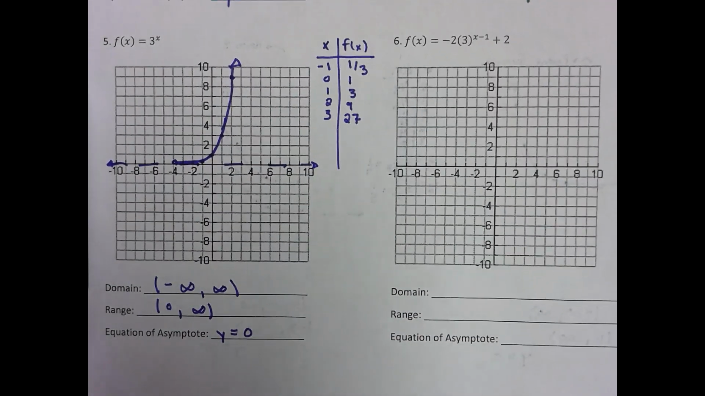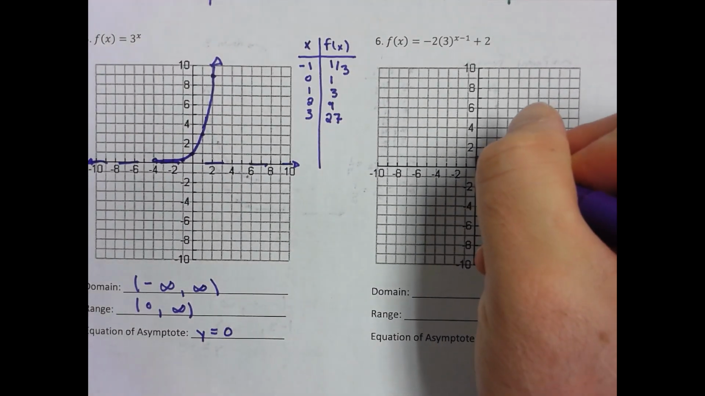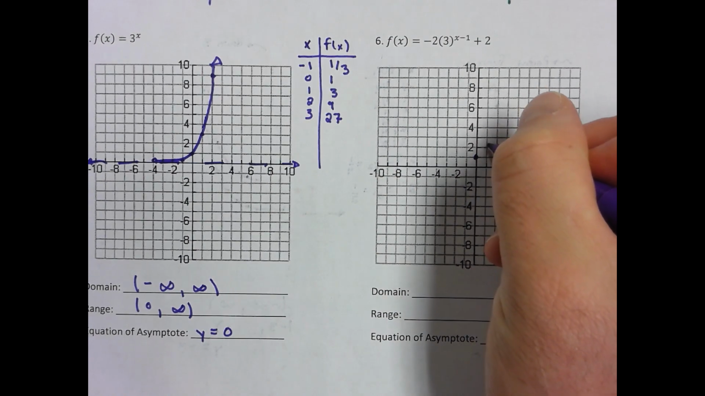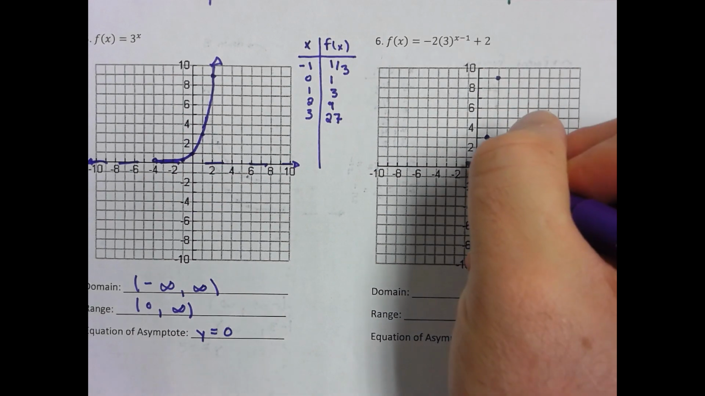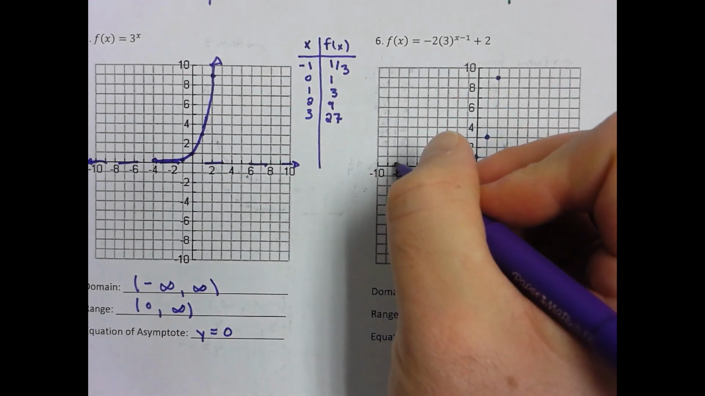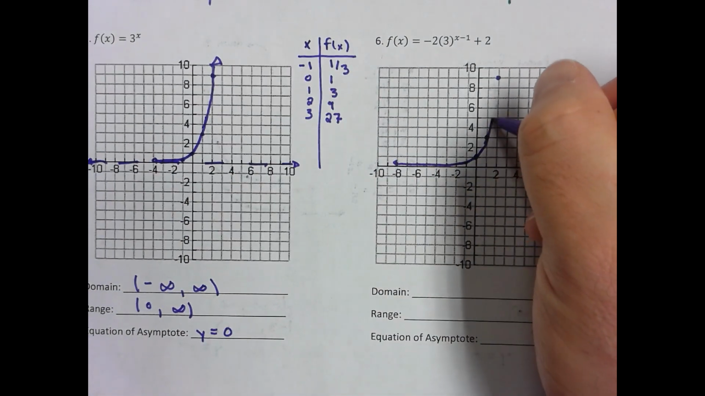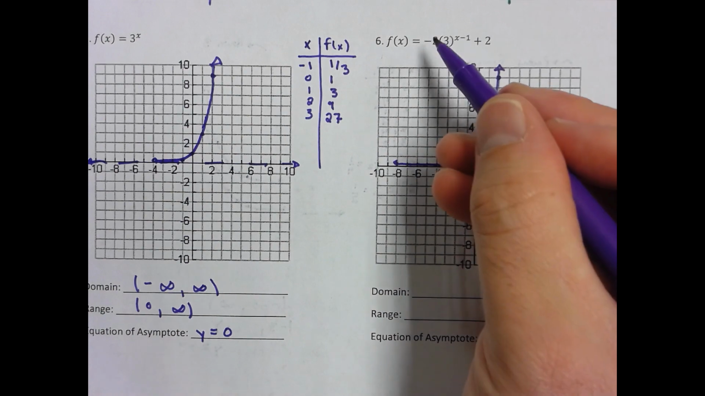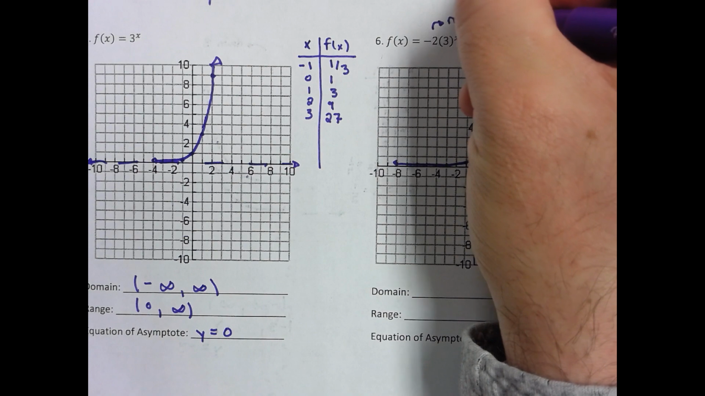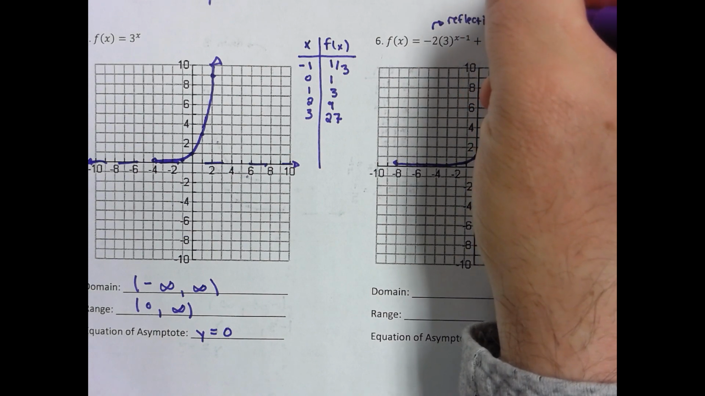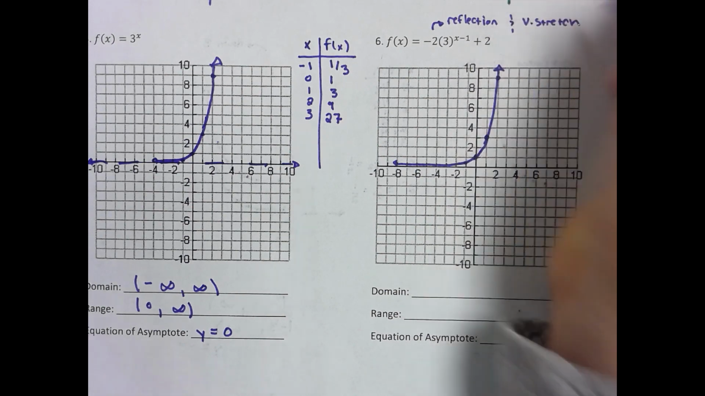So now, let's copy over this parent function without the asymptote. So 0, 1, 1, 3, and then 2, 9. I'll go and throw in one of these fractions. And so since we have a vertical stretch and a reflection, that shows up here in this negative 2. Okay, this is a reflection and vertical stretch. That has to be applied first.